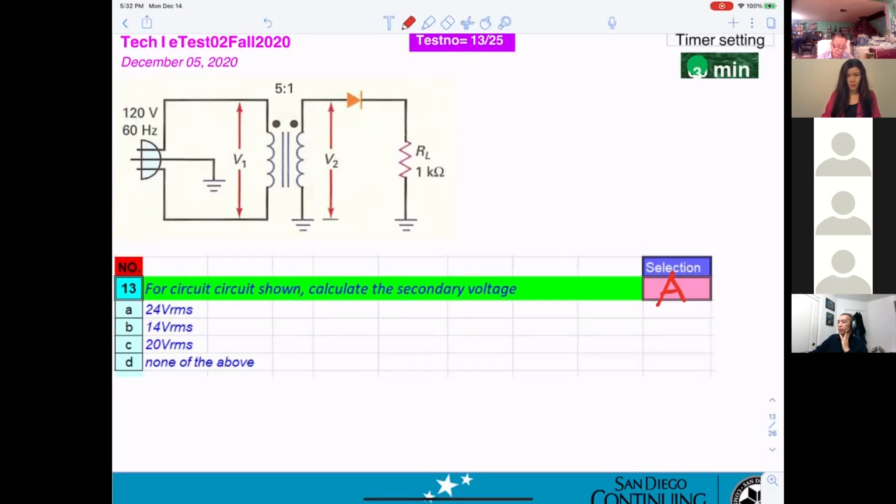Basically, you take 120 times 1 divided by 5.